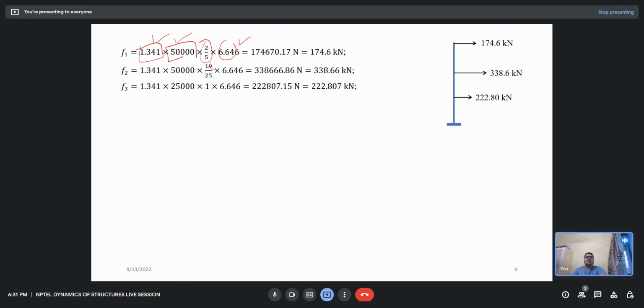Now after getting these equivalent static forces, can you tell me how I can calculate the shear? Can you calculate the shear force if you have these terms f1, f2, f3? Anyone? Can you tell me what the shear force in the third storey is?